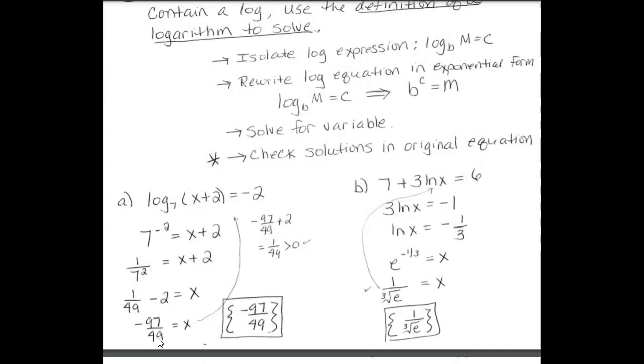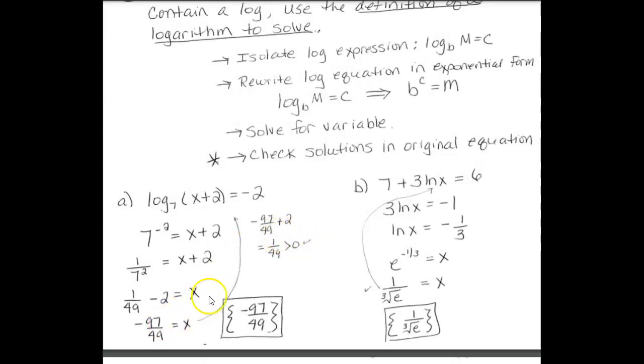All right, so now we have to check. So when I say check, this is what we mean. We mean take this answer and come back up here and plug it into any expressions that contain logs. So if I plug negative 97 over 49 in here for x, so negative 97 over 49 plus 2, that gives me 1/49. That is a positive number, meaning it's greater than 0, so we can check that off and say that it's a valid solution.